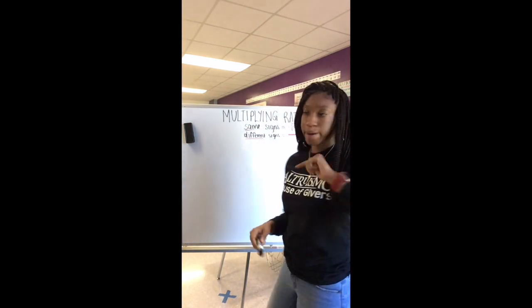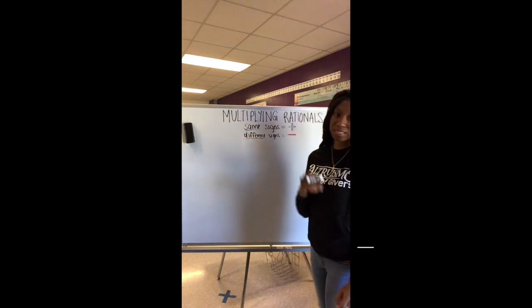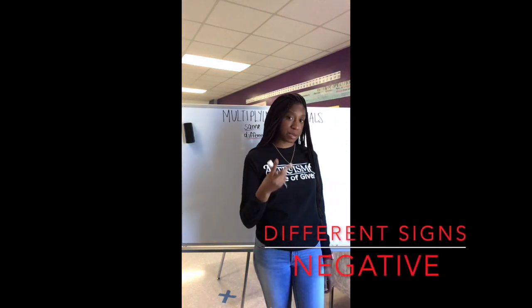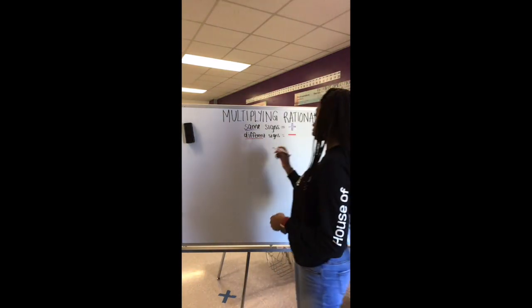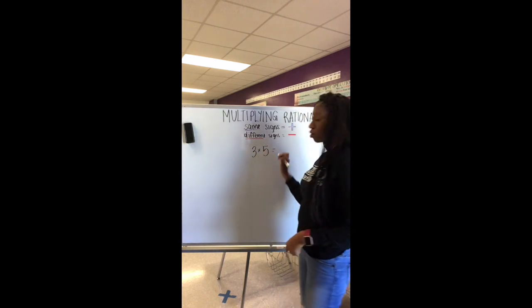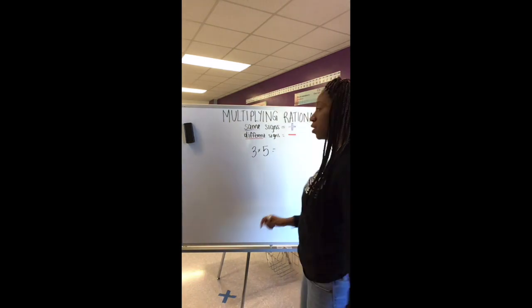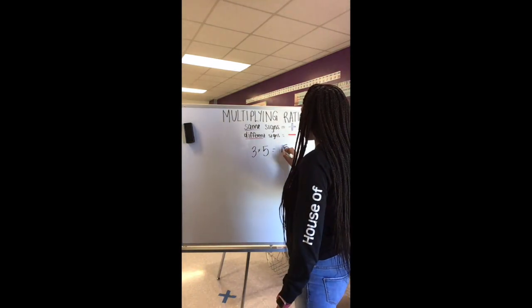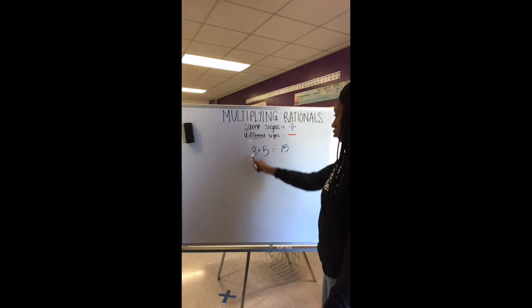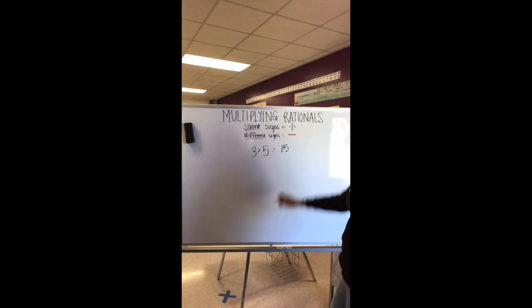I know y'all ready to work these examples, so let's hop right into it. We know that same signs give us a positive, different signs give us a negative, and that's when you are multiplying and dividing rational numbers. Let's try this real simple example first. We have 3 times 5. I'm pretty sure everybody can do mental math. 3 times 5 is 15. Our 3 was positive, our 5 was positive, so they had the same sign, which gave us a positive 15.